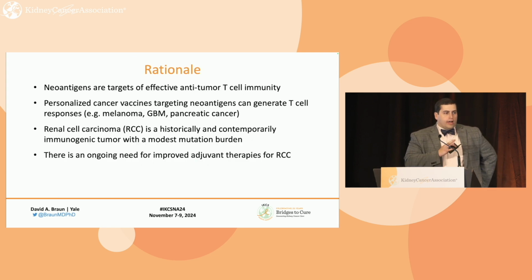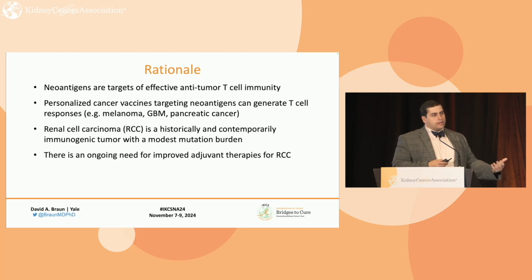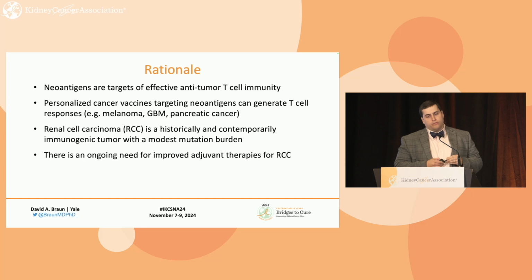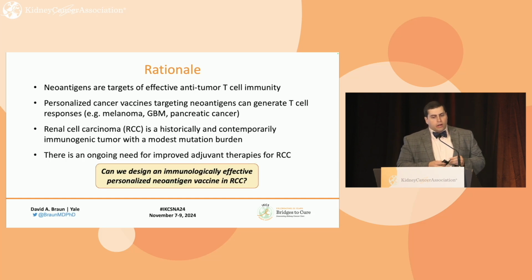I think there's a set of rationales that at least support the hypothesis that they might be a reasonable target. We know that in general, neoantigens can be effective targets of anti-tumor immunity across a variety of cancer types. There's now data in melanoma, glioblastoma, and pancreatic cancer that these neoantigens are targetable. We know kidney cancer is historically and contemporarily immunogenic, and that while adjuvant therapy exists right now, there's certainly a need to improve these therapies. So we asked the question: can we design an immunologically effective personalized neoantigen vaccine in kidney cancer?